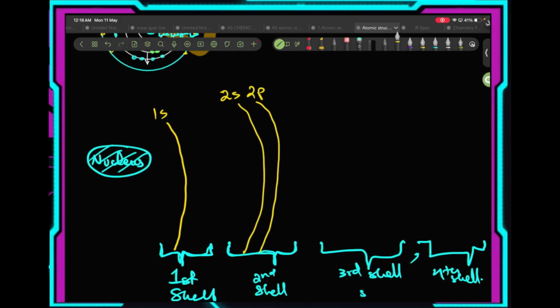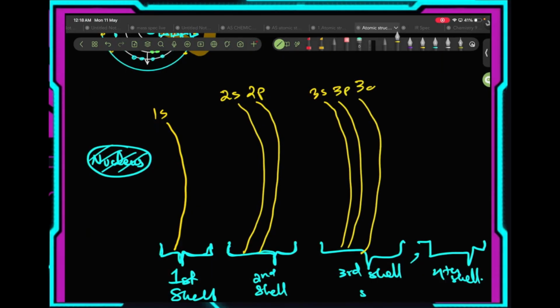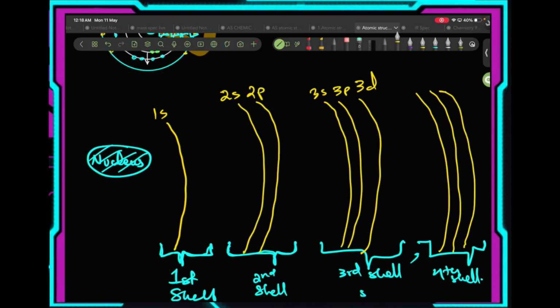Yeah. So there's 2s and then there's 2p. And what about the third shell? How many subshells in the third shell? There's three subshells. There's 3s, there is 3p, and then you have 3d. And what about the fourth shell? You have 4s, 4p, 4d, and then you have 4f.